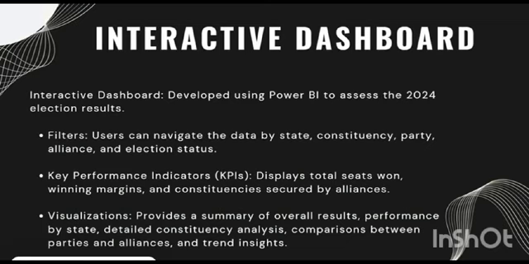An interactive dashboard was created in Power BI to analyze the 2024 election data. Filters are used to explore data by state-wise, constituency, party alliances, and status. Key performance indicators, that is KPIs: the total seats won, margin, constituencies won by alliances, and visualizations to summarize overall results, state-wise performance, constituency-wise analysis, party and alliance comparison, and trend analysis.